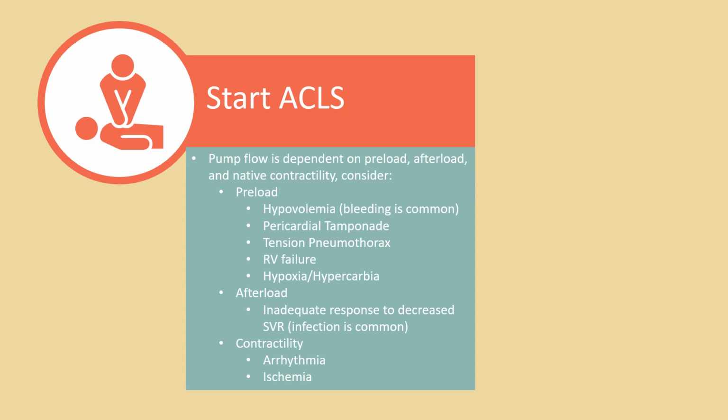And then the last thing to consider is just contractility. Arrhythmia can be poorly tolerated or very well tolerated, and it depends on what the patient's native function of the heart was before this, and also their RV function. So someone who's got a very bad LV and RV may tolerate arrhythmia quite well because the VAD is doing most of the work.